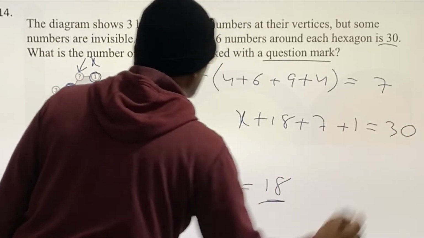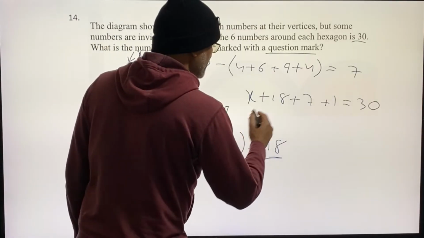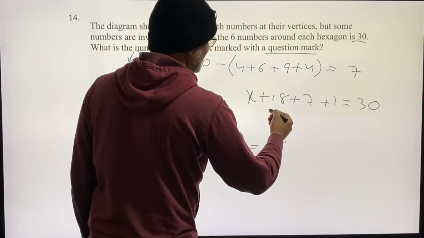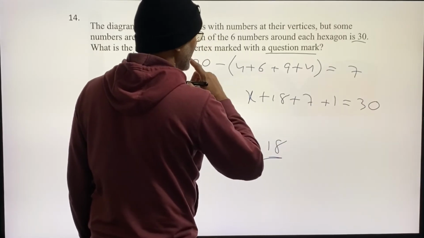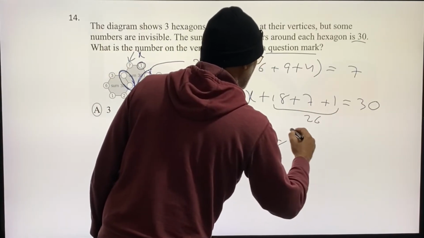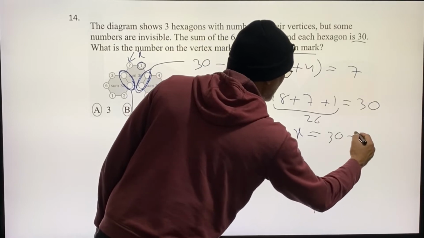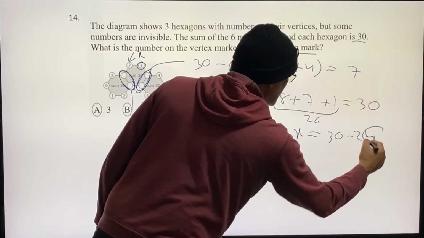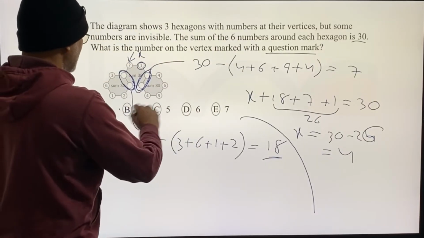This has to be also 30, right? That has to be 32. All right. So then from here I can easily see that 7 plus 1 is 8, plus 18 is 26. So this is 26. Then x is equal to 30 minus 26. Sorry, 30 minus 26 is equal to 4, right? Then D is the correct choice.